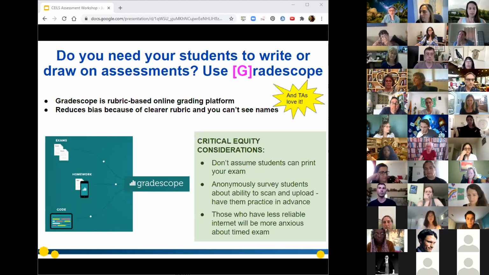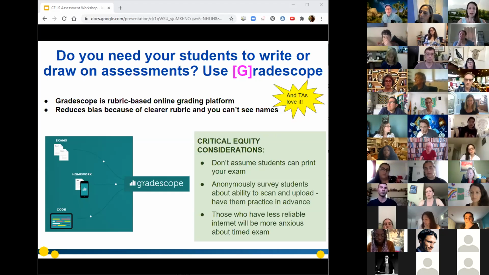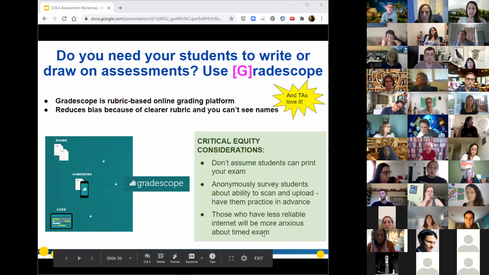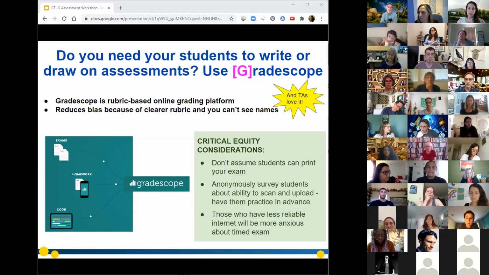But I do want to make a couple points, for equity's sake: don't assume your students can print. Not everybody has a printer at home, for example. Survey students about their ability beforehand. So if you are going to ask them to scan or upload something, ask if they have that equipment available or are able to do that. And then for those who have less reliable internet, this might be a way to be less anxious about a timed exam. So for that issue of timed exams, at least uploading could relieve that a little bit.